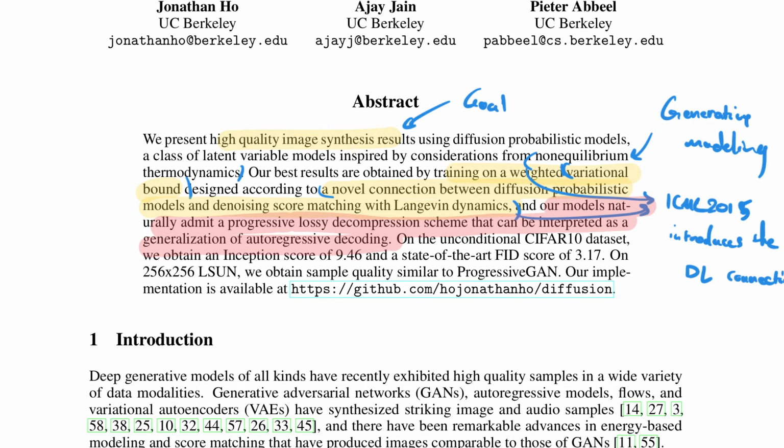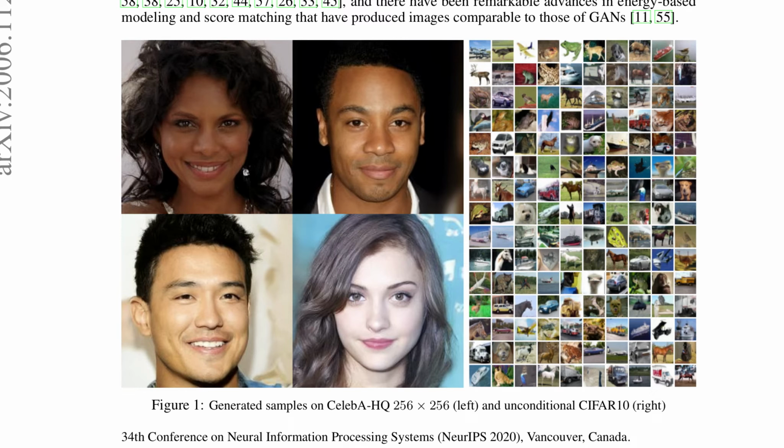They do certain information theoretical analysis and show that their model could basically resemble a progressive lossy decompression scheme, and it could be interpreted as a generalization of autoregressive decoding. Their code is also available in this URL. And one thing to note from the start is that their method results in high quality images being actually generated. So from the qualitative standpoint, it's known that it's a good model.